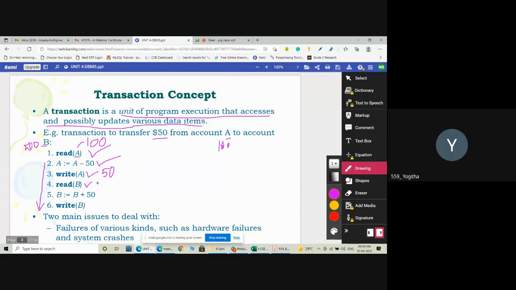Read B. After reading, what should we do? We need to add the deducted $50 to B's account, so B equal to B plus 50. This is a mathematical operation only. After adding, you need to update this account, so write B. Now B contains $250. Clear?